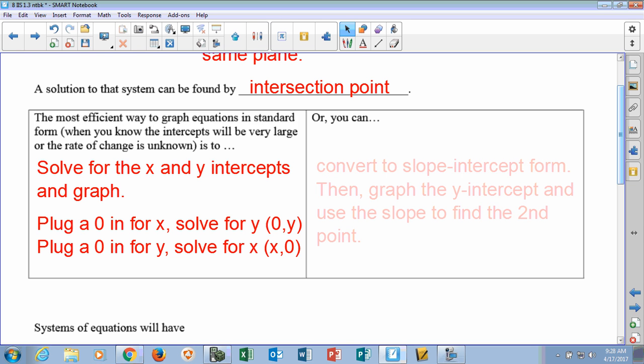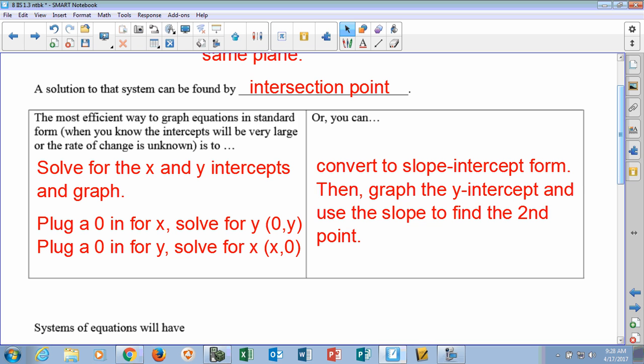Or you can do what we've been doing the entire last one: convert to slope intercept form, graph the y-intercept, and then from the y-intercept use the slope to find the second point, which is basically what we did on the previous page over and over again. And again, most of the problems you're going to get, this method here is pretty much what you are going to do.